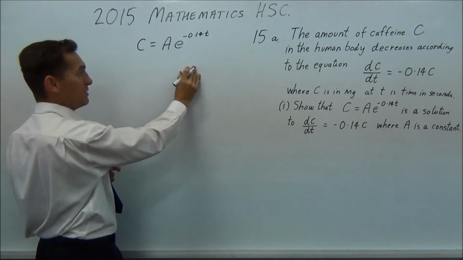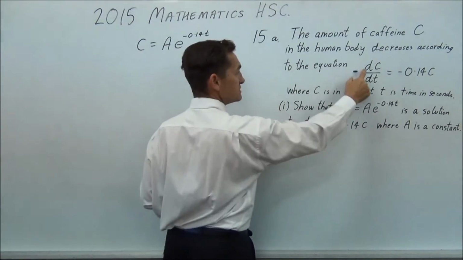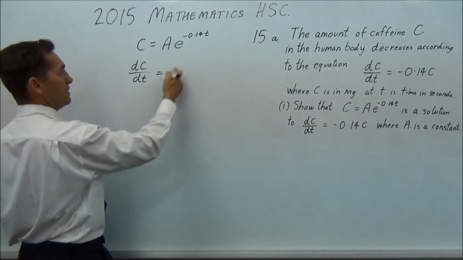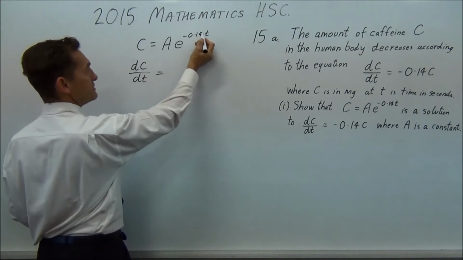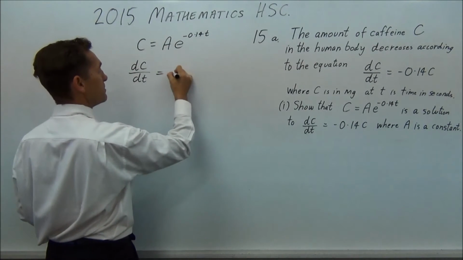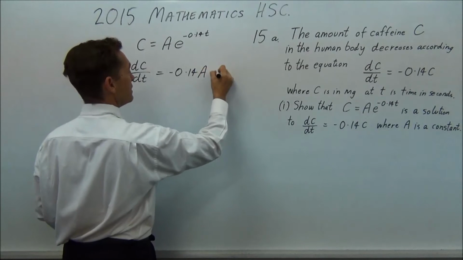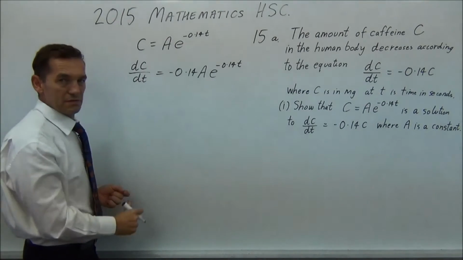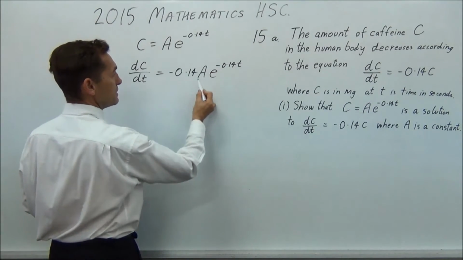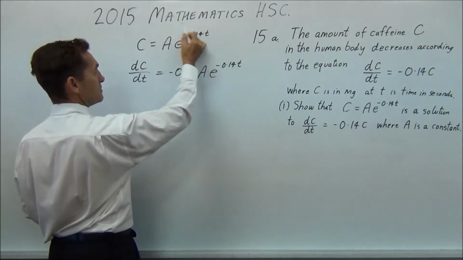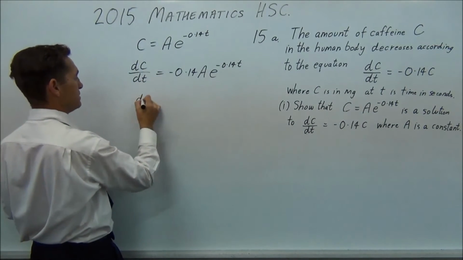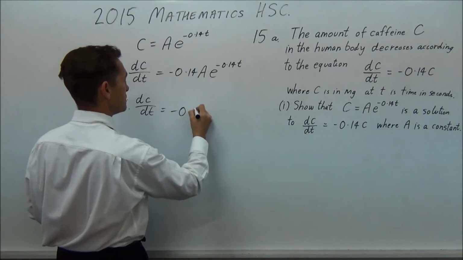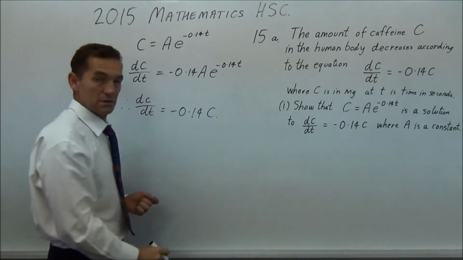0.14 t. Now we're going to differentiate it because we want dC/dt. If we differentiate anything with an e, this value comes in front, so we're going to get minus 0.14 A e to the minus 0.14 t. And now you're pretty much done. This value here is C. So you can say that, therefore, dC/dt equals minus 0.14 C. And you're done.